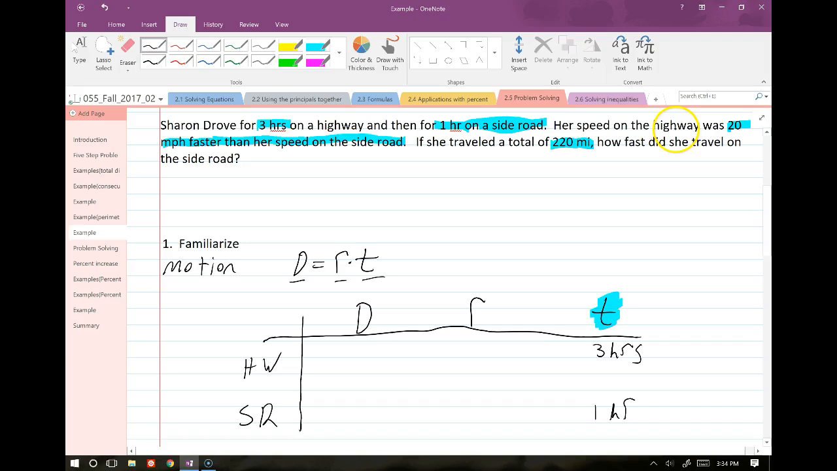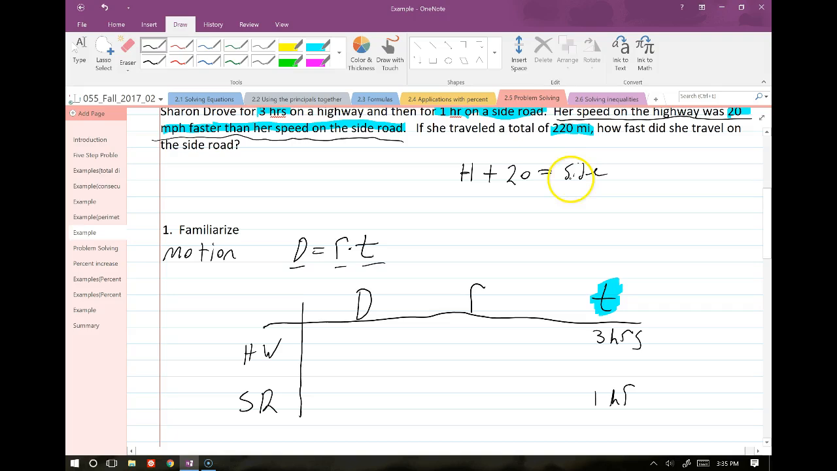I believe we can. In this sentence right here, it says her speed on the highway was 20 miles per hour faster than her speed on the side road. So we can say, let h equal highway speed, h plus 20 equals side road. I should probably make up some variables for those, honestly. So let's make up some variables. Let R equal speed on side road.